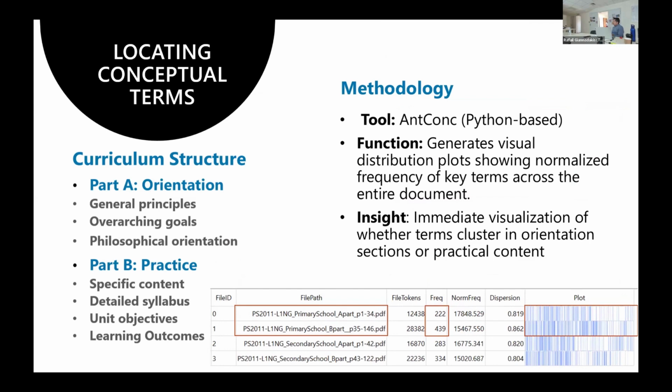Here we see the insights. For example, at the bottom, we use the AntConc tool, which is an open-source tool, which generates visual distribution plots showing normalized frequency of the key terms. Here we see an example at the bottom of one term and where it lives, part 1 and part 2 from the same curriculum, the primary school language curriculum specifically.